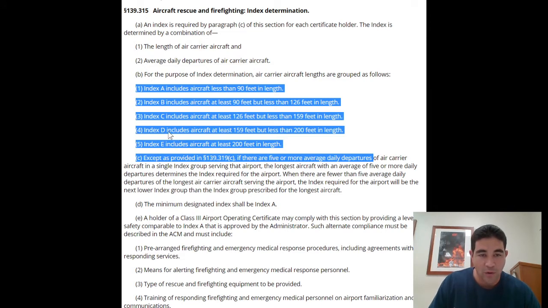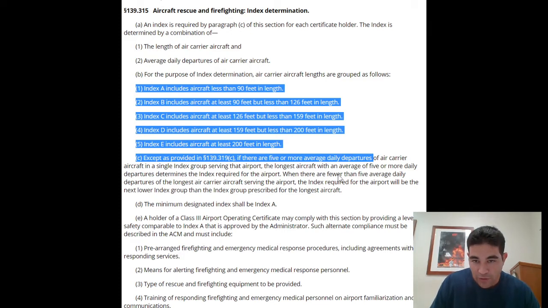So I'm in Hawaii on Maui, on the island of Maui, and we're index D. So we're 159 and 200 feet in length. That's where our largest aircraft comes in with five average daily departures. And that's pretty much all you need to know.